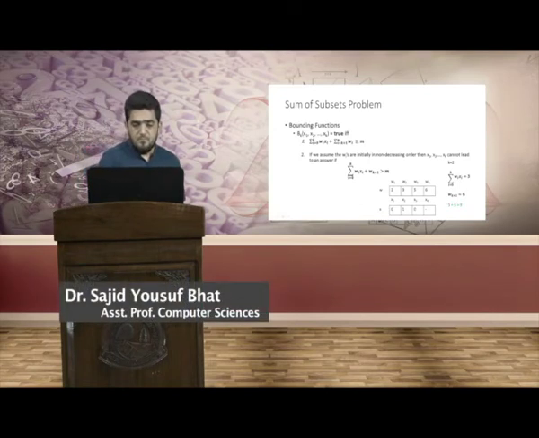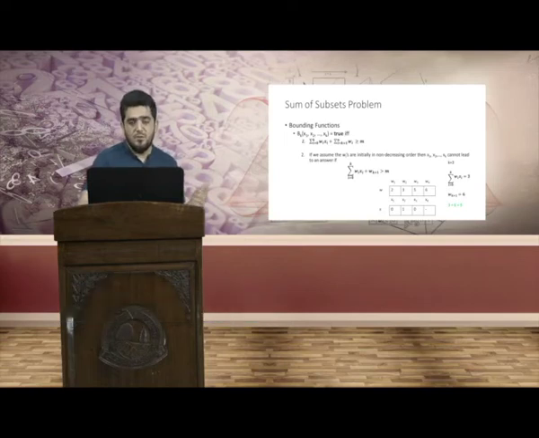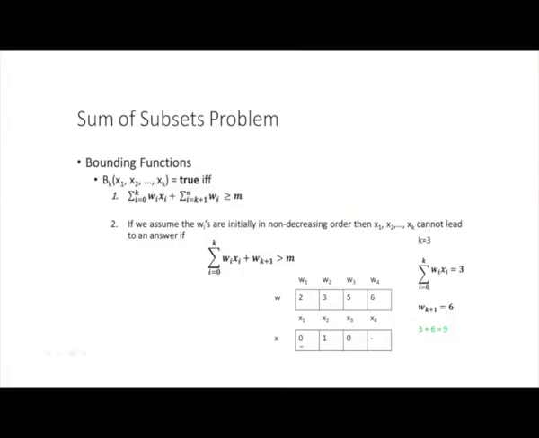Similarly, in this example here, if the tuple so far is x1 equal to 0, x2 equal to 1, x3 equal to 0, and we test this with the condition here, k is equal to 3, the sum of the weights so far is equal to 3, and the corresponding solution value here is 1 for the time being with the partial solution.